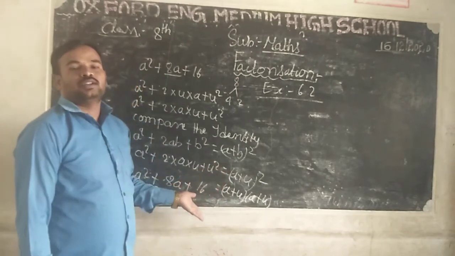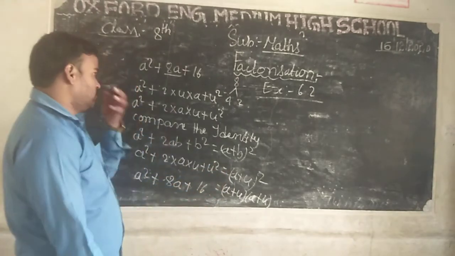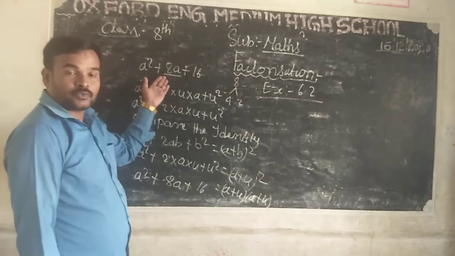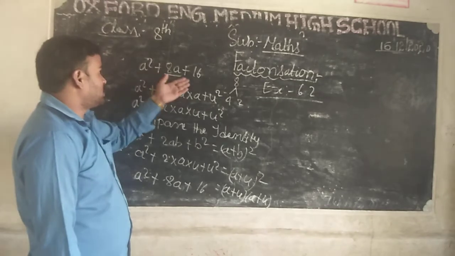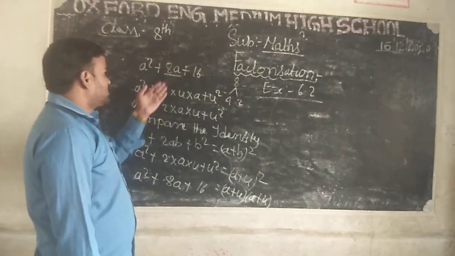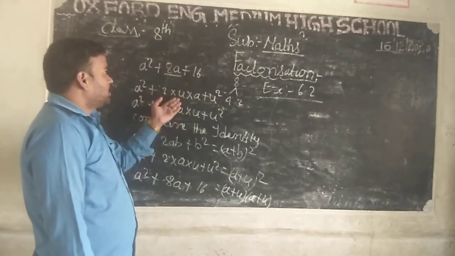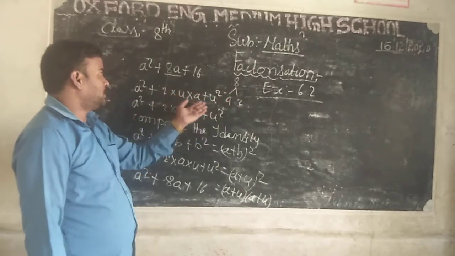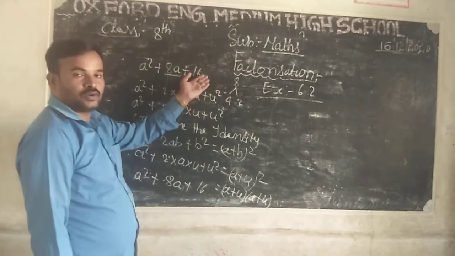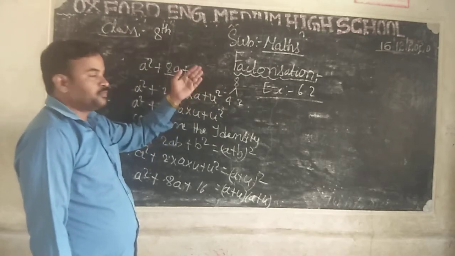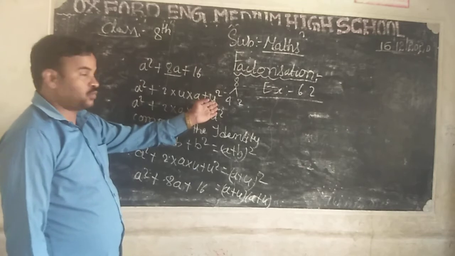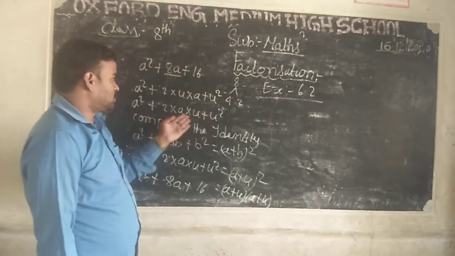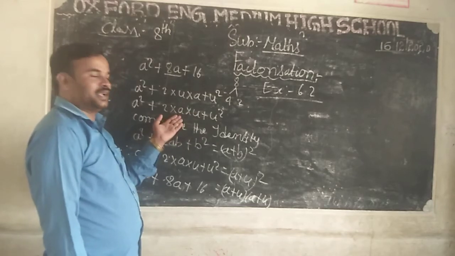Now we discuss further sums in this video class. Once again, listen carefully. This is the given quadratic expression, a square plus 8a plus 16. Split the middle term 8a. Factors of 8 are 2 into 4. Then a square plus 2 into a into 4 plus 4 square, since the square root of 16 is 4. This is how I am rewriting it.